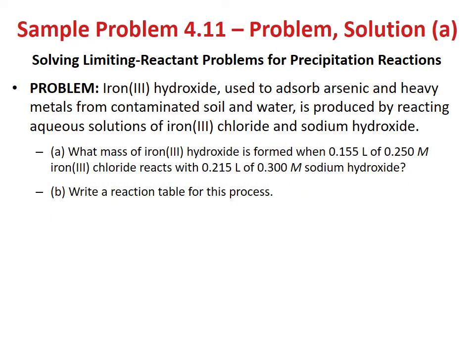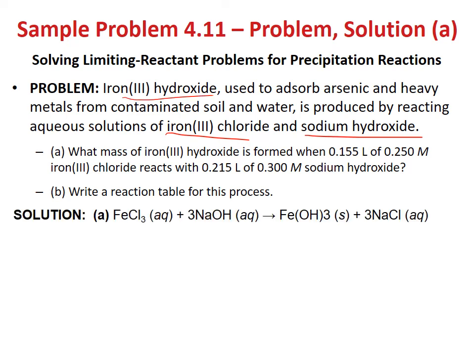Sample problem 4.11. Iron hydroxide, used to absorb arsenic and heavy metals from contaminated soil and water, is produced by reacting an aqueous solution of iron chloride and sodium hydroxide. So first, we convert the statement into a reaction equation. The reactants are iron chloride and sodium hydroxide, and one of the products is iron hydroxide. So here is the reaction equation: iron chloride, sodium hydroxide, iron hydroxide, and the second product must be sodium chloride. So balance this equation.